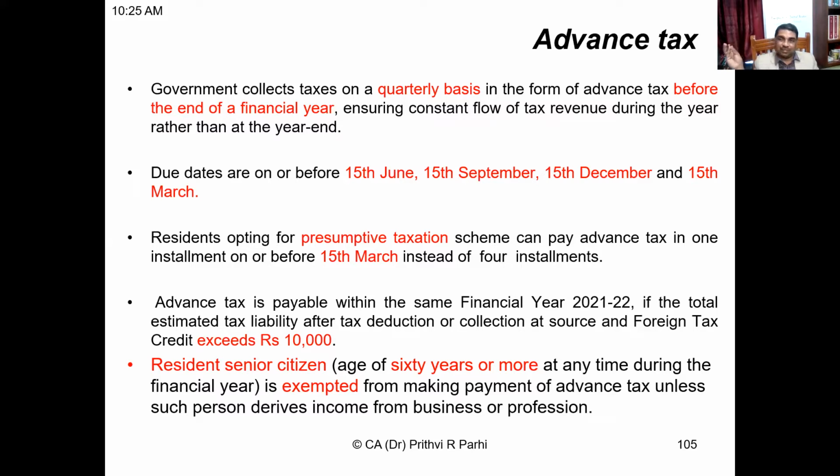Then July, August, September, the second quarter. By 15th September, that means before the end of the quarter, you are expected to make it. Okay, then October, November, December. You have to pay advance tax by 15th December. And for January, February, March, you have to pay by 15th of March. Did you understand? Yes, sir.